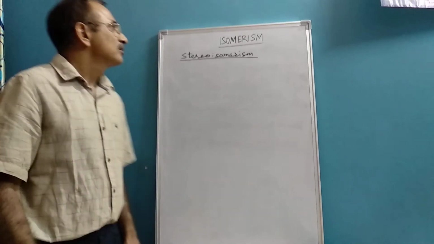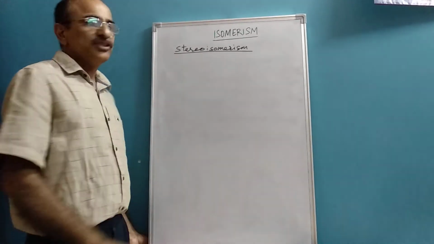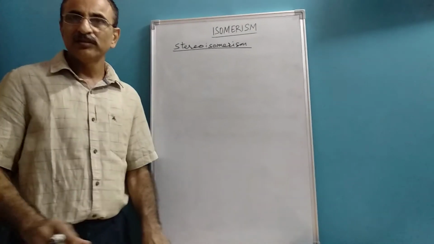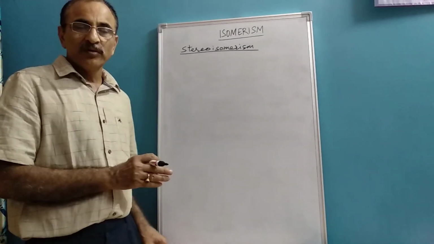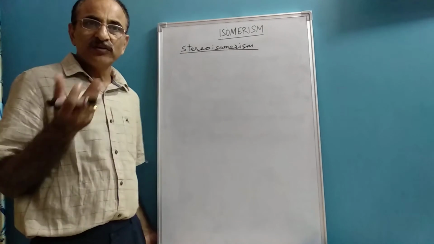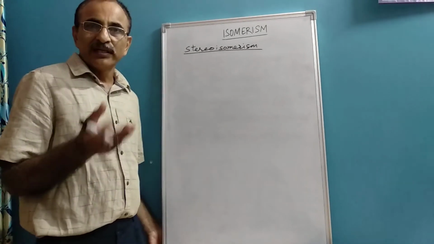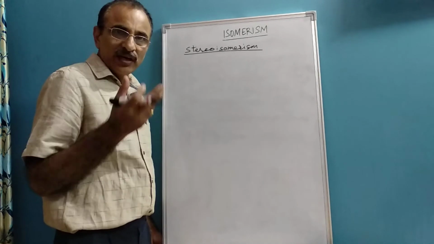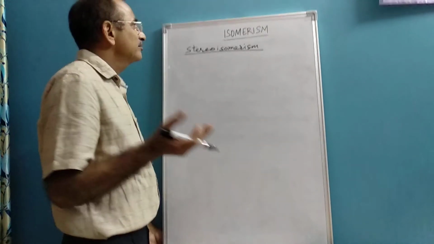Hello everyone. Today we are going to study stereoisomerism. Stereoisomerism is isomerism due to presence of different groups in three-dimensional space. Normally, we are having two types of stereoisomerism.